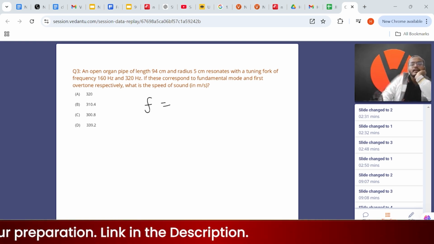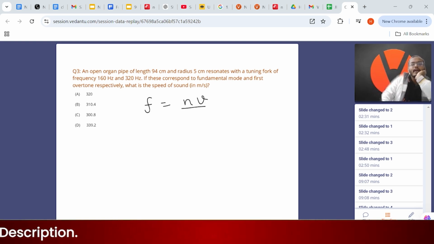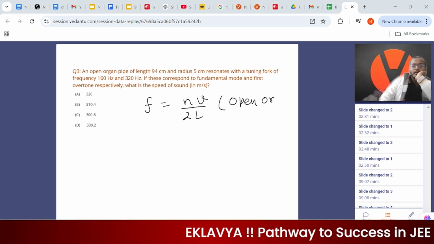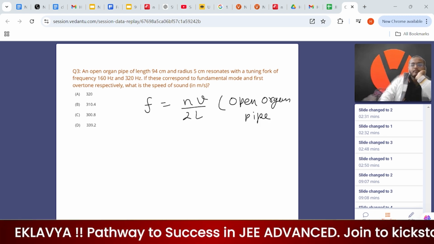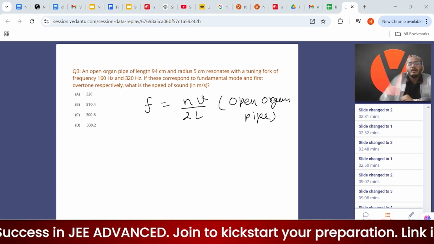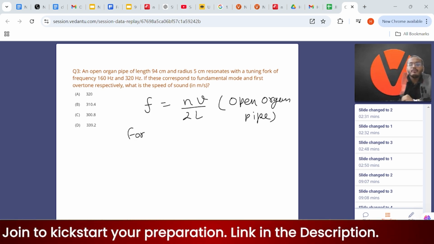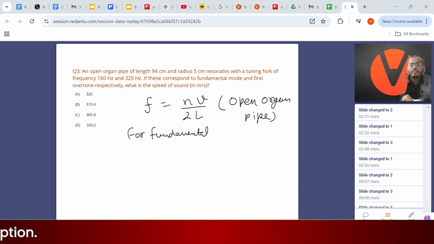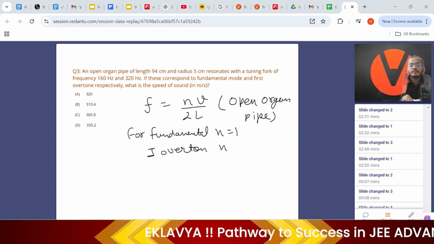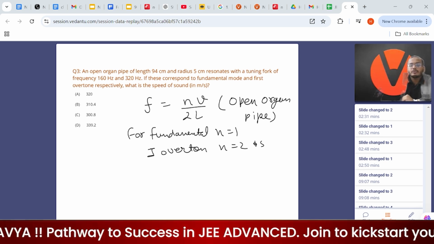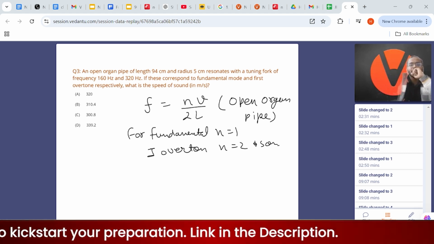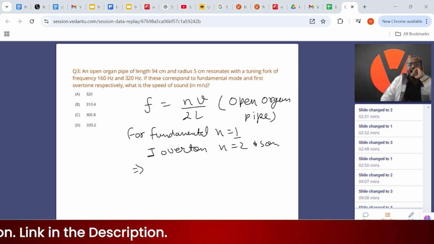We all know that frequency is equal to nv by 2L for an open organ pipe. Now see, for fundamental n is equal to 1. For first overtone n is equal to 2, and so on. So you can either use 1 or 2, it's up to you, the answer will be the same. Okay, so let's talk about fundamental, n is equal to 1.